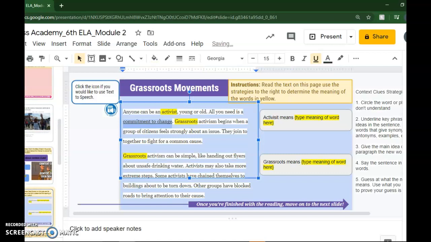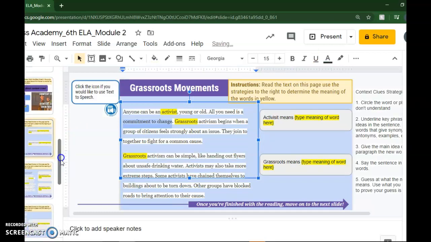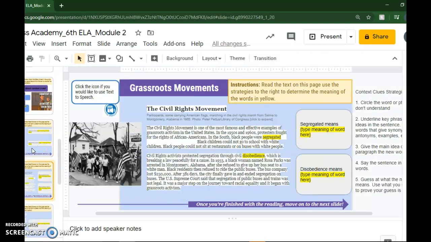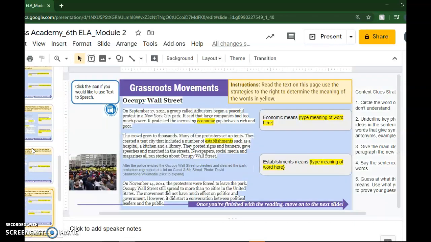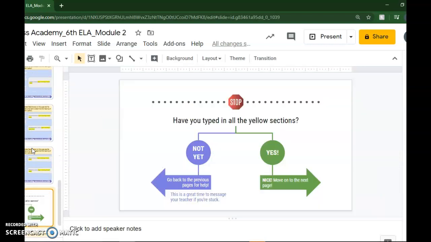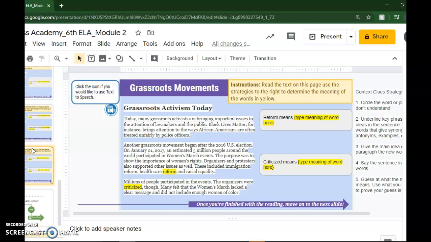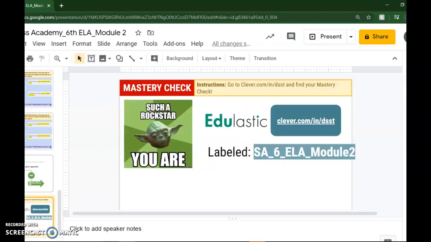There we go. Okay, now, once you have done the next 4 readings, so you're going to look through these, you're going to read, type in what you think they mean by following the context clues to the right. Do those. Last one. Now, when you get to here, I want you to go back and really make sure, have I actually typed in all of these yellow sections? Have I attempted to find meaning to the words by using these context clues on the right? If you can say yes to that, you are done and get to go on to your mastery check.